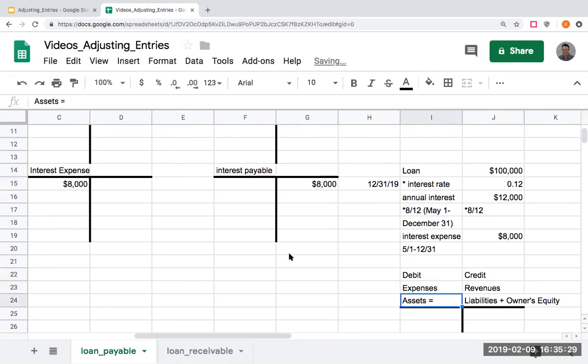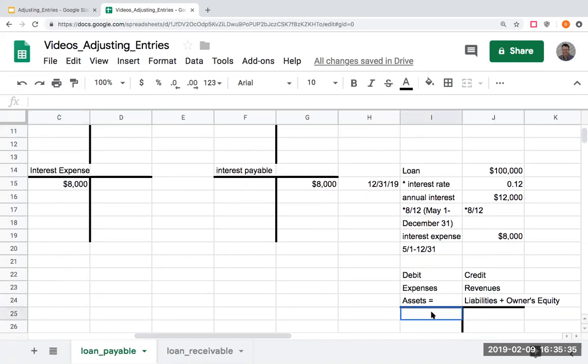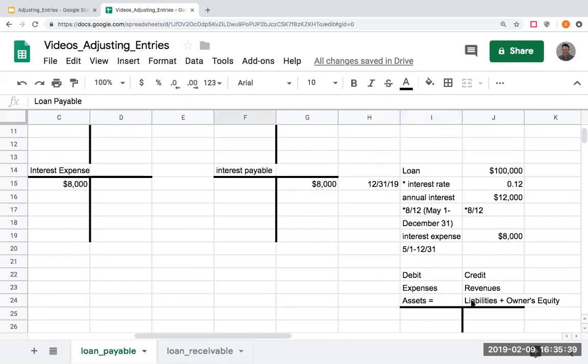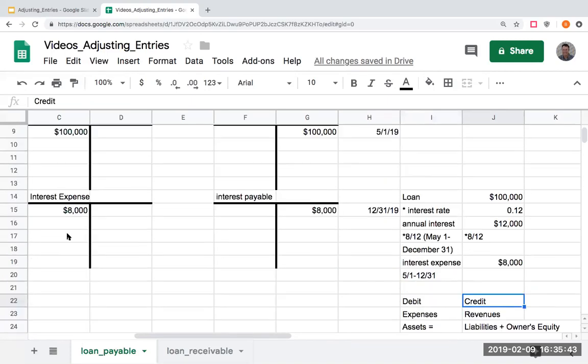okay, so right over here, when I have the cash, my cash is increasing because I'm borrowing money. I show an increase to cash with a debit. Same time, I'm increasing my liabilities because I have to pay back the loan. I'm going to show that over here with a credit. When it comes to interest expense, I record that with a debit. My credit over here is going to be to interest payable.